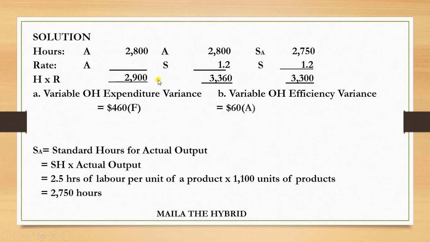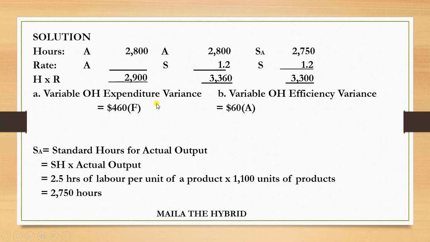So you take the difference between 2,900 and 3,360 and you obtain 460. Now, to know whether the variance is favorable or adverse, you just have to compare. If you look here, we have 2,900 and here we have 3,360. That means that this actual rate will be less than 1.2. So I estimated to absorb overhead at the cost of $1.2 per hour, but I ended up incurring less, and so the variance will be favorable.